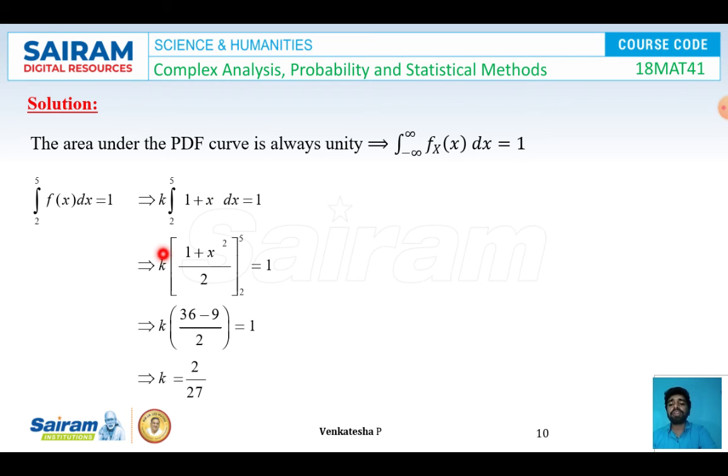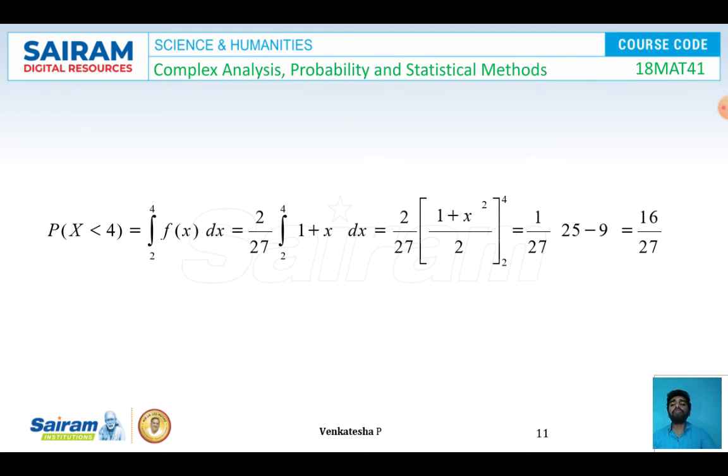I am keeping the constant k as it is. After integrating 1 + x, it will become (1 + x)^2 divided by 2 between the limits 2 to 5. After applying the limits, I got k times (36 - 9)/2 is equal to 1. This is 36 for the upper limit and 9 for the lower limit. After simplifying, I got k is equal to 2/27.